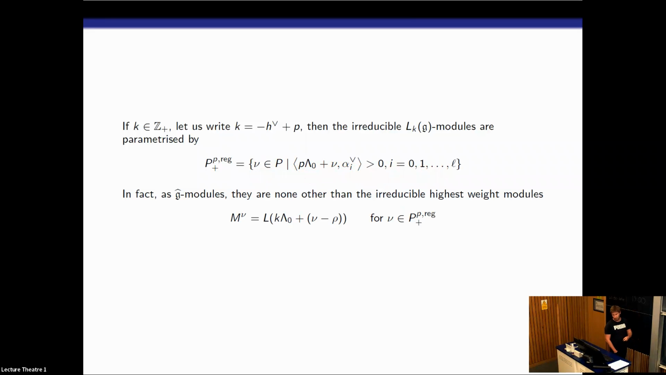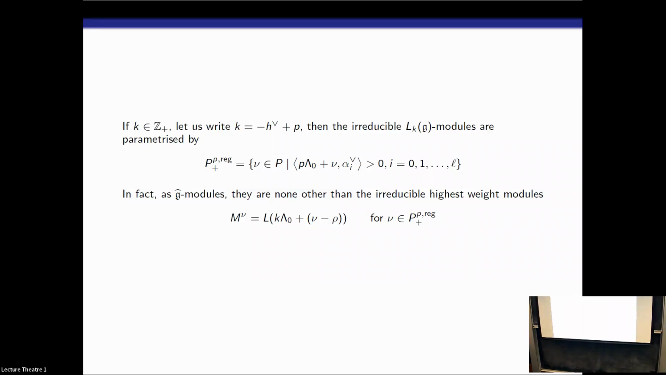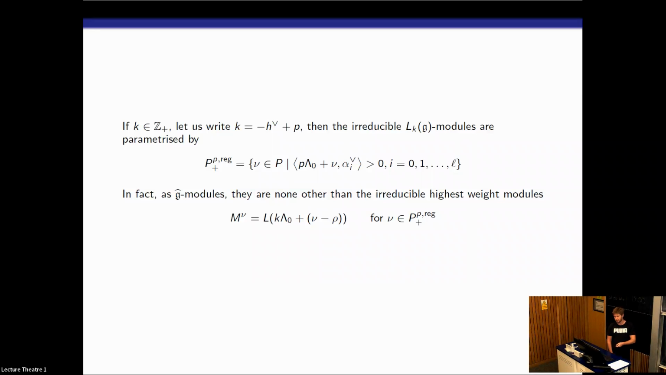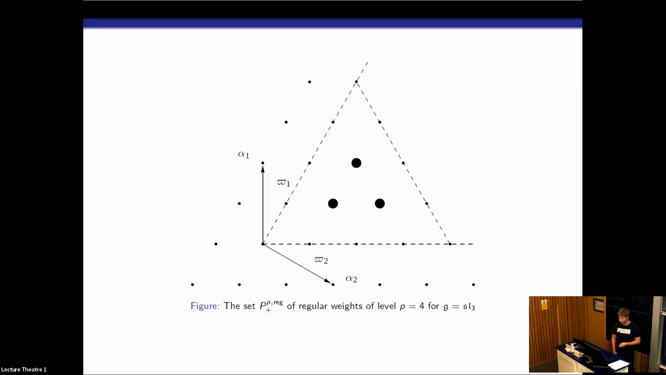And then what are the modules? For reasons that will become clear later, I've introduced this rho shift, so to describe the actual L_k of G modules we rho-shift back. They're just these integrable highest weight G hat modules. There's a picture that I spent rather too long making: here's the case of SL3, p equals 4, and these are the regular weights inside this affine level p chamber.